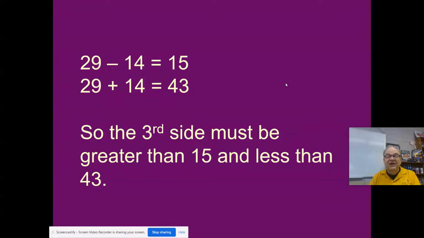If it was 15 or less, then I'd add that up with 14 and I'd get something that's less than 29. And if it was bigger than 43, when I add up 29 and 14, it would not be more than the third side that we have. So you just subtract and add to get those answers.